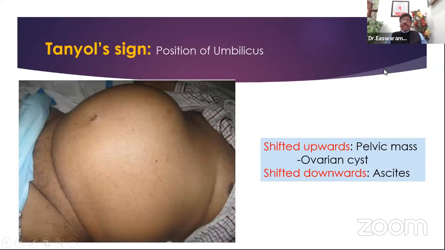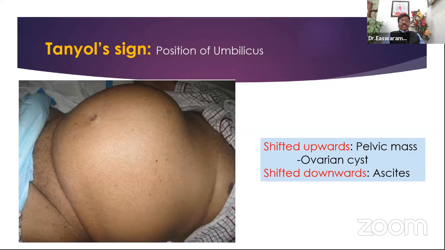Okay. What about this inspection sign? Whenever you inspect the abdomen, you see the abdominal wall. And one of the important things is the position of the umbilicus. Very, very important. That we call the Tanyol sign. That term Tanyol may not be commonly used. We always say the position of the umbilicus, is it shifted upwards or downwards.